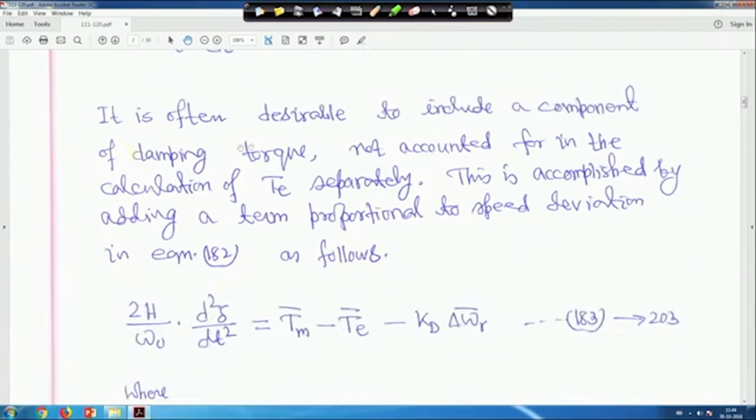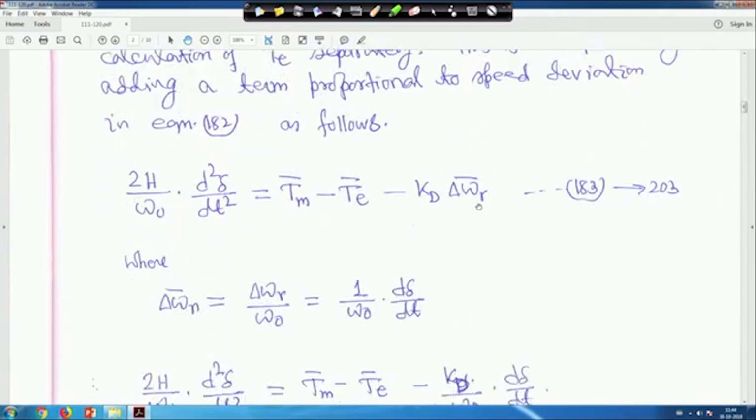It is often desirable to include a component of damping torque not accounted for in the calculation of T separately. This is accomplished by adding a term proportional to speed deviation in equation 182 as follows. Therefore, we can add one damping term, that is 2H upon omega 0 d square delta upon dt square is equal to T m bar minus T bar minus k d into delta omega bar.